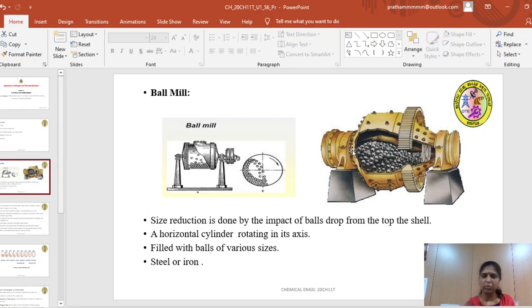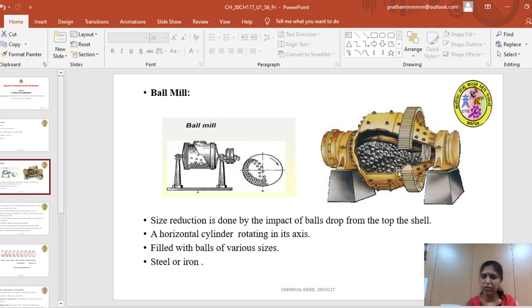So this is how the ball mill looks like. On the right side you can see this is the ball mill. So the crushing action takes place by the impact of the balls onto the feed material.